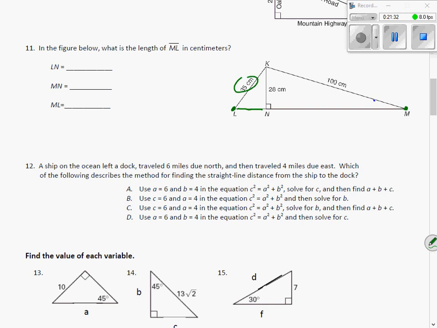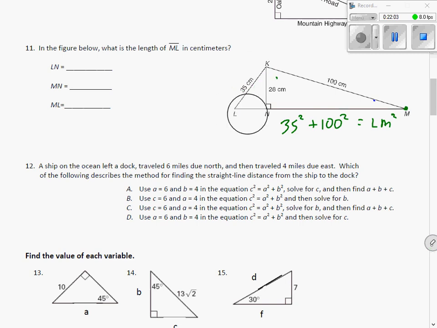Okay. Tell me something. Why couldn't I do this? This is wrong, by the way. But why? 35 squared plus 100 squared should be LM squared. Why not? I don't know what the measure of this angle is. If I knew that, and it kind of looks like a right angle, so it's kind of tricky, but we're not told it is, so we can't do it that way.